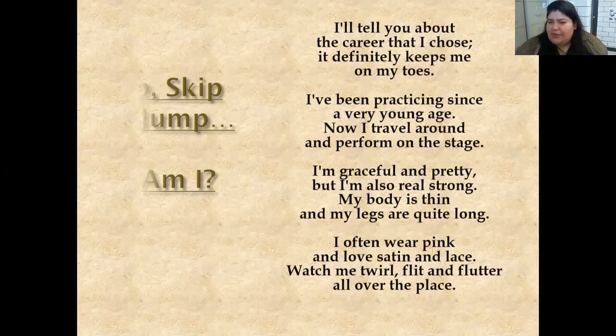I'll tell you about the career I chose. It definitely keeps me on my toes. I've been practicing since a very young age. Now I travel around and perform on stage. I'm graceful and pretty, but I'm also real strong. My body is thin, my legs are quite long. I often wear pink and love satin and lace. Watch me twirl, flip, flutter, and all over the place.